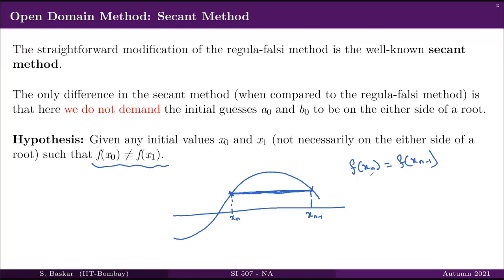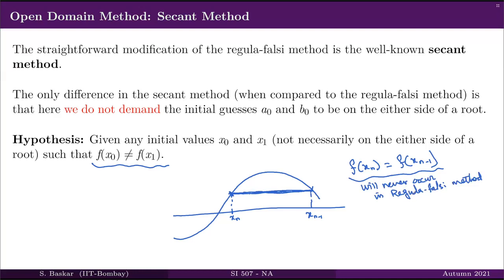But however, we cannot give a guarantee that such a situation will never occur at a later stage. It might occur at a later stage, but carefully observe that this situation will never occur in the regular falsi method. That's the main disadvantage of the secant method.